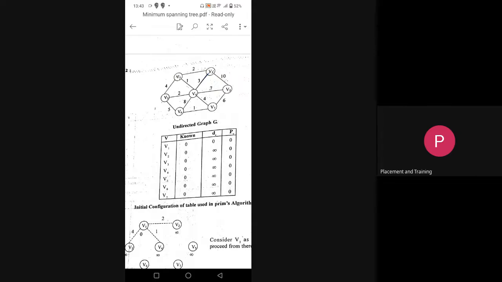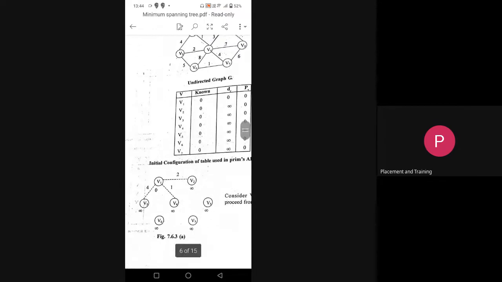One more thing is, in a minimum spanning tree, we cannot say this is the answer or that is the answer. It is not going to be a unique tree. It is going to vary. So this is going to be my initial table which I am going to frame. V1 are my vertices, known value, distance and my path. Now since I take V1 as the source, I have put distance 0 and path 0 against V1.